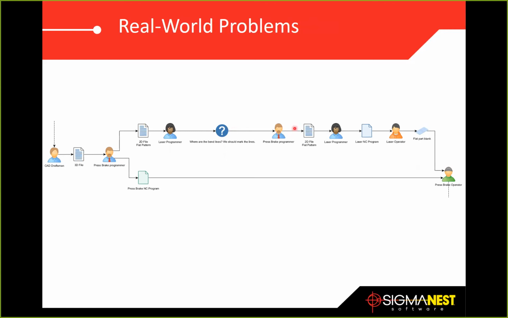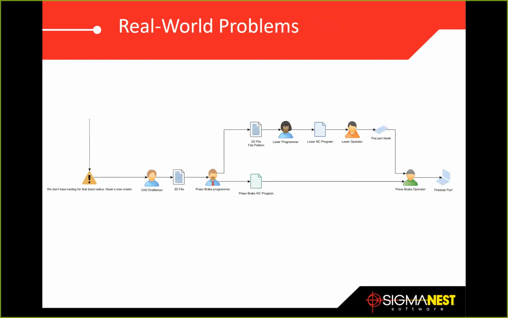So we go back to the press brake programmer, a new 2D file with flat pattern with bend line information and location and geometry is included in that. So the laser programmer makes a new laser program, gives it to the laser operator, and then gets a new flat part. So this does require the press brake programmer to recreate the flat pattern with this information so that the laser marking data is included.